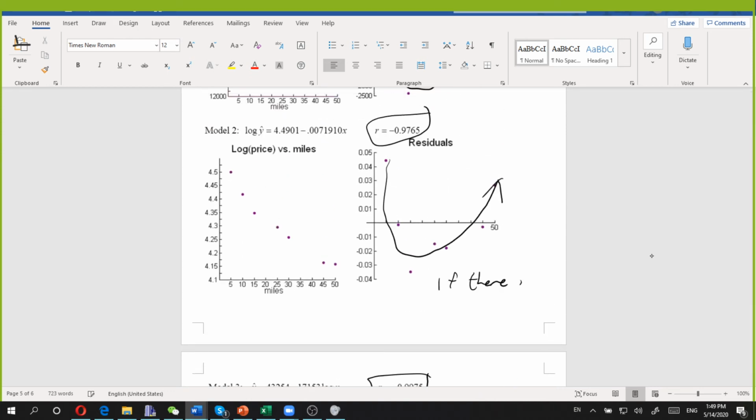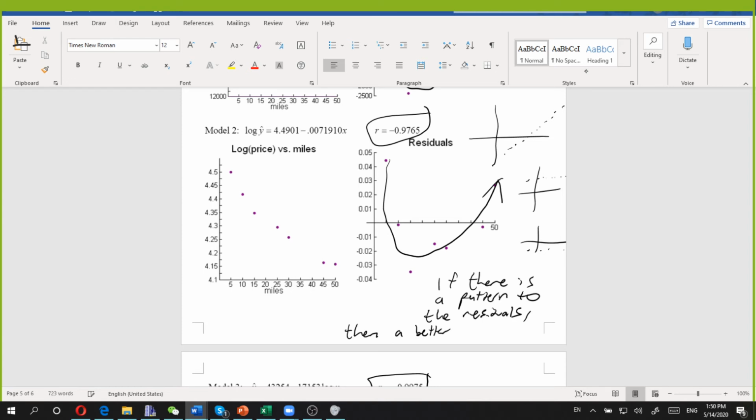If there is a pattern to the residuals, so that means either everything curves in a line, or you've got a definite line for your residuals, or all of your residuals are above the curve, or all of your residuals are below the curve. If there's any of those patterns to the residuals, then a better fitting model exists.